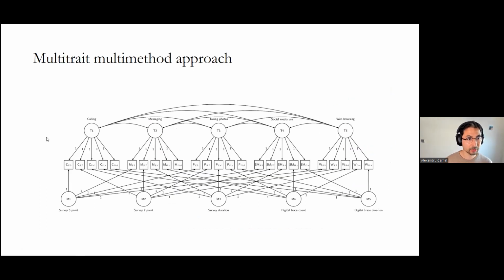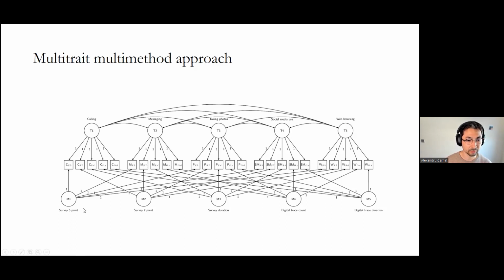For the modeling, I'm not going to go into detail, but I'm happy to discuss in the Q&A. We did basically a latent variable model. What you see here, the squares are the observed measurements. So for example, this is calling using the 5-point scale from the survey, the 7-point scale from the survey, duration from the survey, and then the count and duration from the digital trace data. So these are the measures for calling. We say, okay, this should measure a latent variable T1, which is calling.